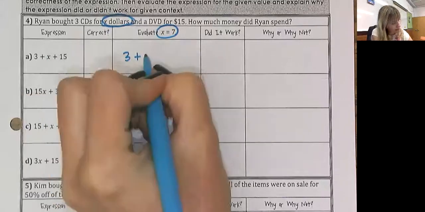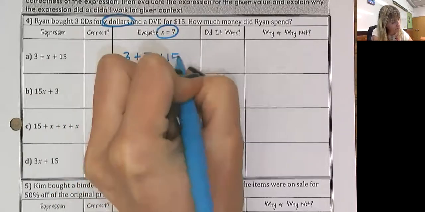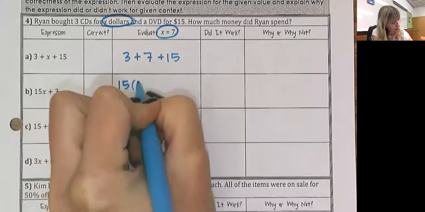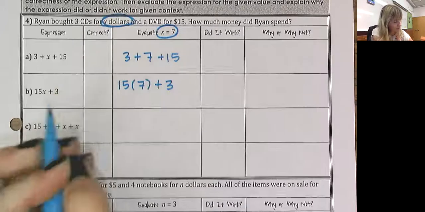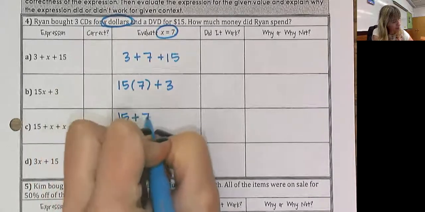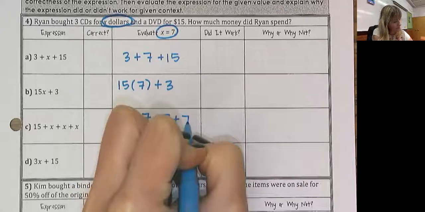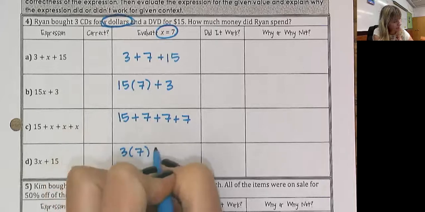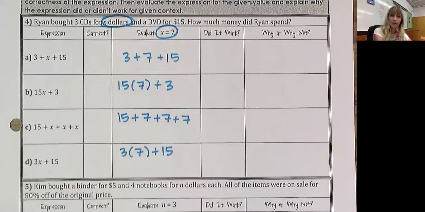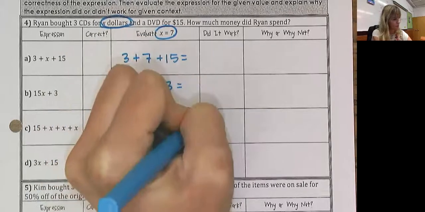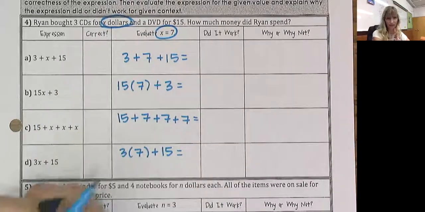3 plus 7 plus 15. This one is going to be 15 times 7 plus 3. And I should give myself room for an answer. This one is going to be 15 plus 7 plus 7 plus 7. And this one is going to be 3 times 7 plus 15. Now let's actually evaluate these and find out what the answer tells us.